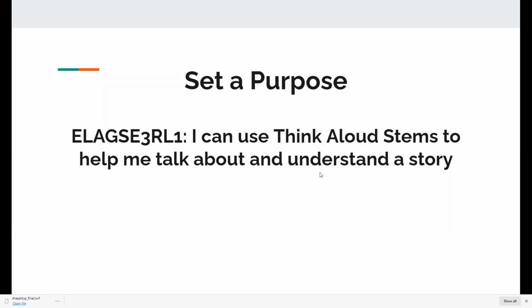Let's set our purpose for reading today. I can use think aloud stems to help me talk about and understand a story.